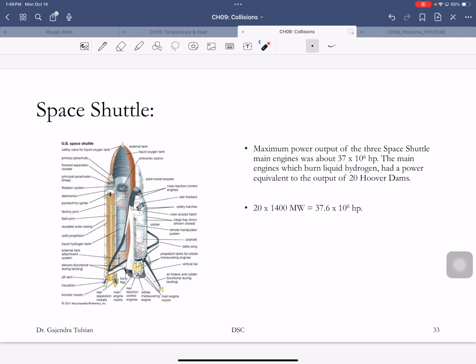The main engines which burned liquid hydrogen had a power equivalent of 20 Hoover dams. 40 million horsepower.